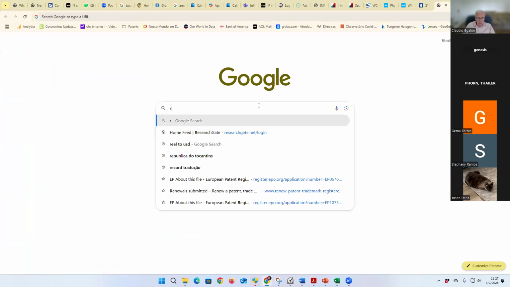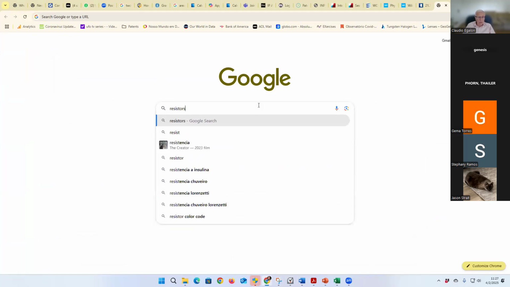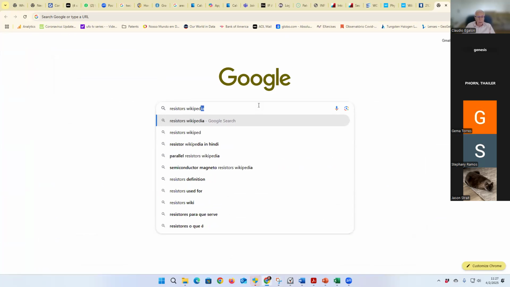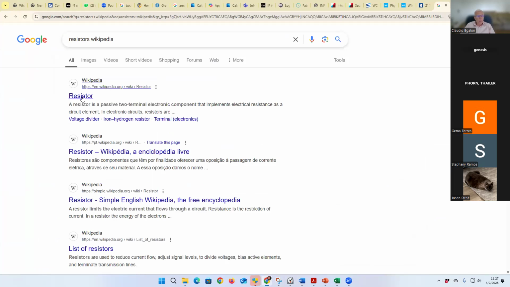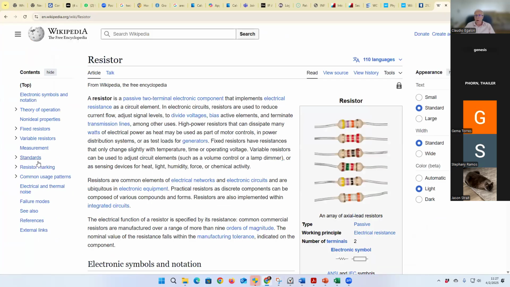Let's see here, resistors, Wikipedia. Here you go, resistor. That's how resistors look. I believe I already showed that to you. They are small devices that are mass manufactured. You can buy them. You have small and large resistors, but the most commonly available is this one here, this size, without the leads.